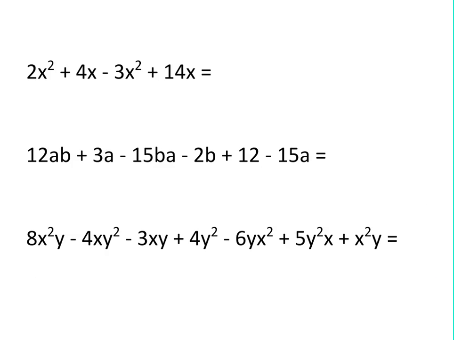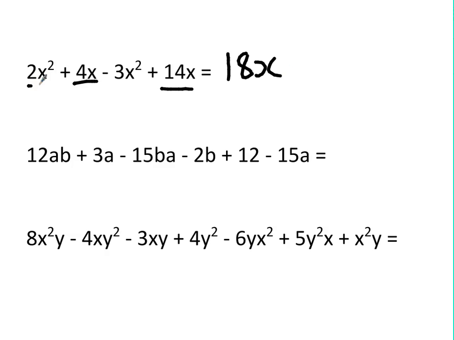Now, in these following questions, we've got a combination of things going on, but if they're not identical terms, then they're not going to collect up together. So, for example, in the first question, we've only got a 4x and a 14x that can be collected together. So we've got 18x, and the x squareds are totally distinct and separate in the collection process.